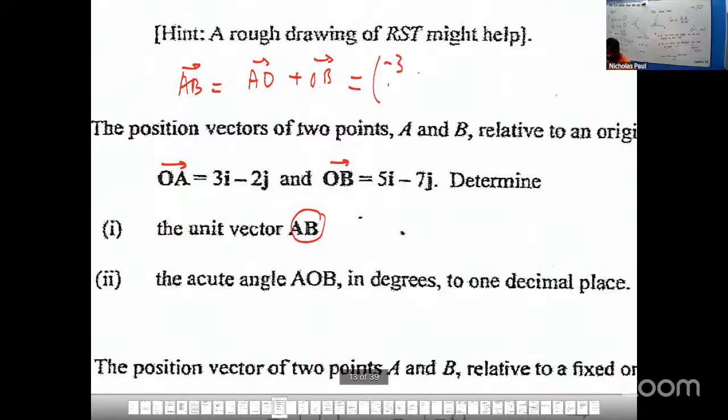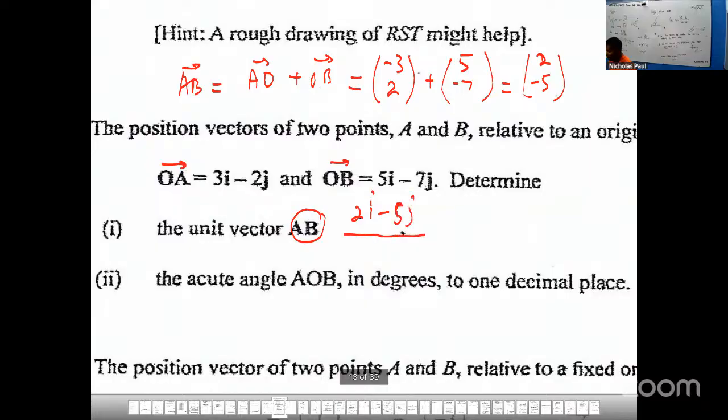Right, -3, +2, and OB is what? 5 minus 7. So I got 2, minus 5. Okay, nice. So that'll be 2i minus 5j. I'm working on the unit vector here for you, right? The unit vector is the vector over its magnitude. So you have to work out the magnitude here. That's the square root of 2 squared plus (-5) squared. Right? 4 plus 25 is 29. Right? That's part one.